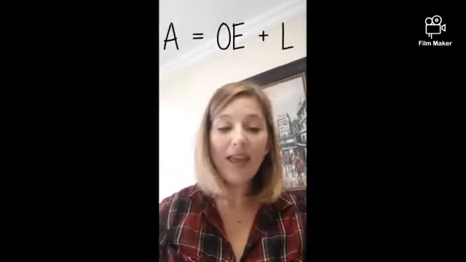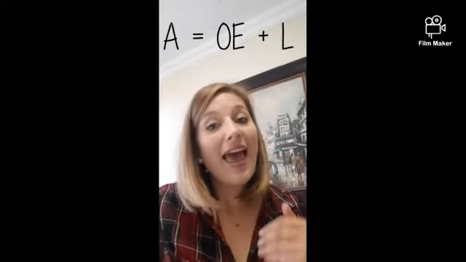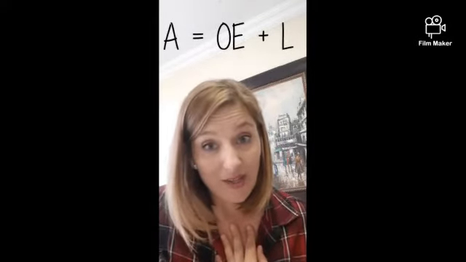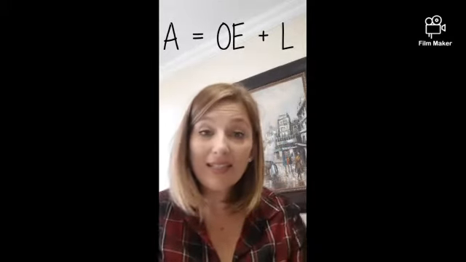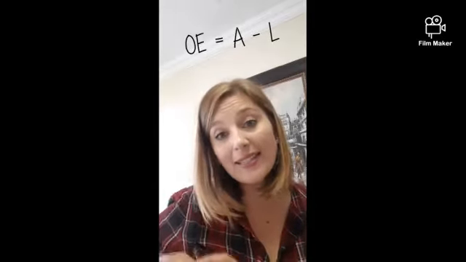So let's just quickly recap the accounting equation. You will see it on top. If I ask you in the test, what is the accounting equation? You're going to say assets equals owner's equity plus liabilities. If I ask you what is the calculation for owner's equity, you will say owner's equity equals assets minus liability.